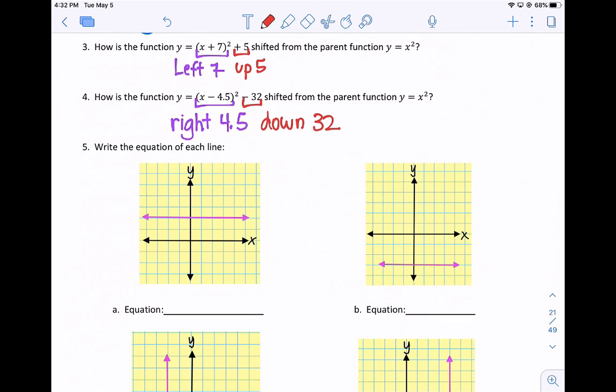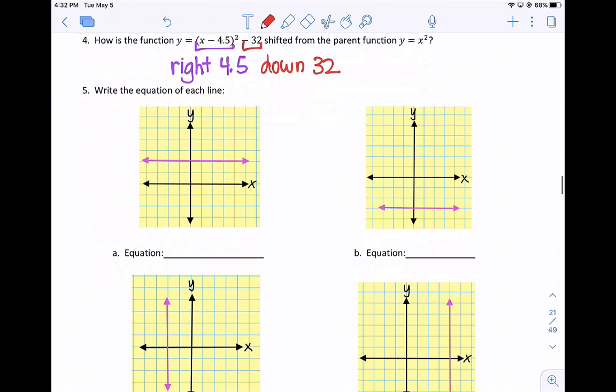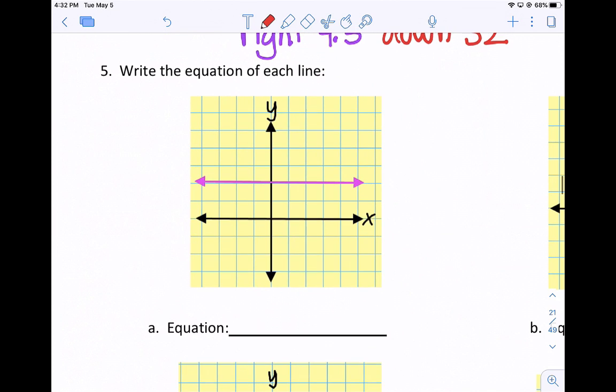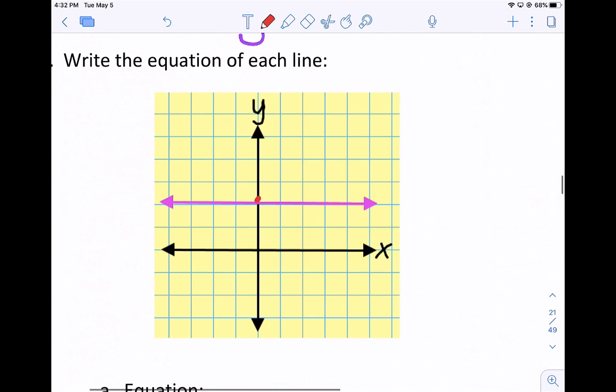Also in first semester, we reviewed equations of horizontal and vertical lines, and we're going to need that in this second half of chapter 9. So if we take a look at our first equation, if I ask you what's the y-intercept here, you would say, oh, the y-intercept is 2.